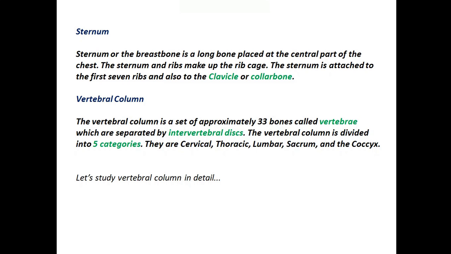Finally is the vertebral column. The vertebral column is a set of approximately 33 bones, called vertebrae, which are separated by intervertebral discs. The vertebral column is divided into 5 categories. They are cervical, thoracic, lumbar, sacrum, and the coccyx. This vertebral column is actually our backbone, and we will study it in detail.